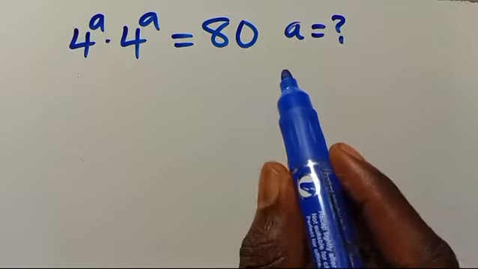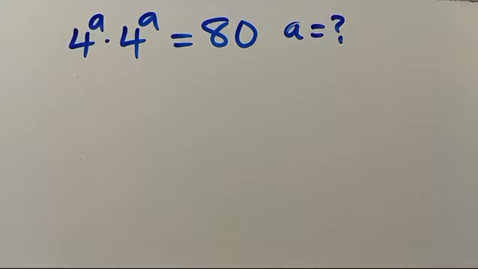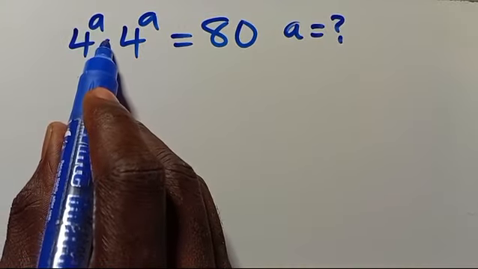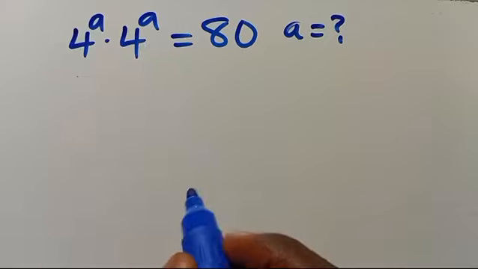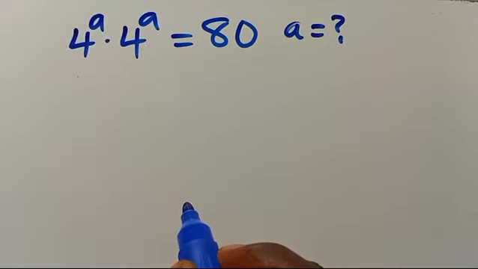In this video, we want to find the value of a, given that 4 to the power of a times 4 to the power of a equals 80. Then let's have it to be the solution.